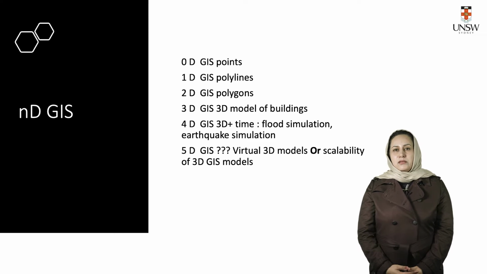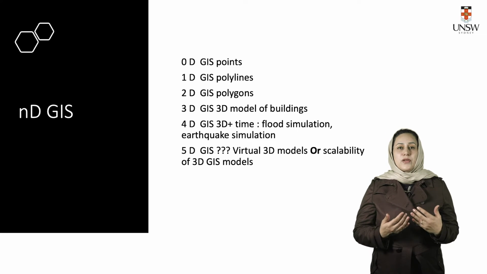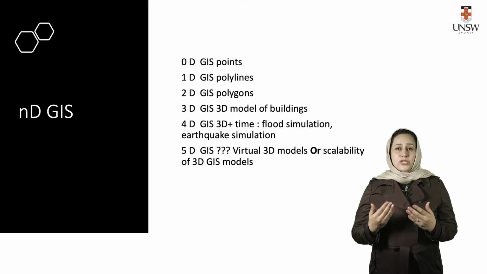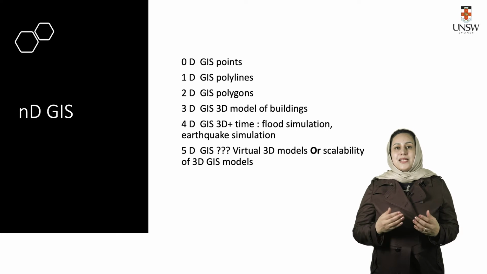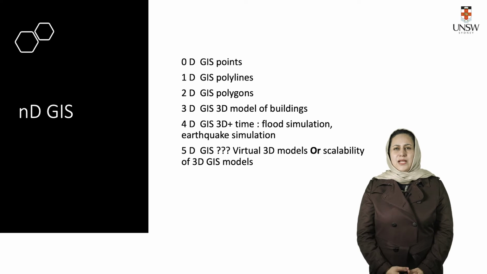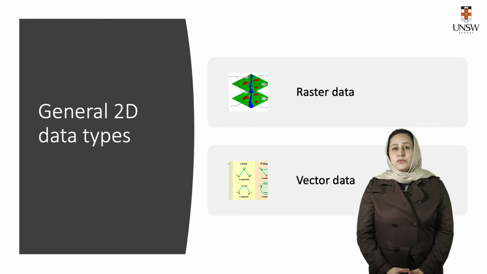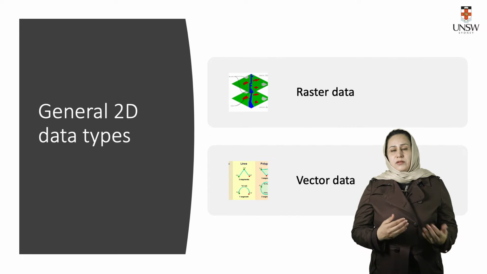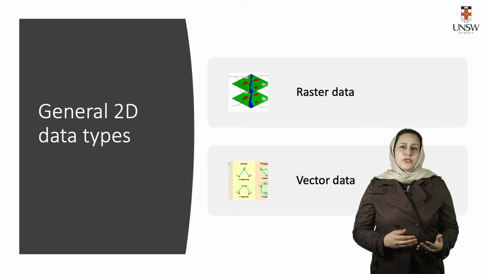5D GIS is known differently in literature. Some of the studies refer to virtual reality or augmented reality of 3D models within GIS as 5D GIS. Some studies discuss that the scalability of 3D GIS models is known as 5D GIS. What are general types of 2D data in a GIS environment? There are 2 common types of two-dimensional data in GIS, raster and vector data.